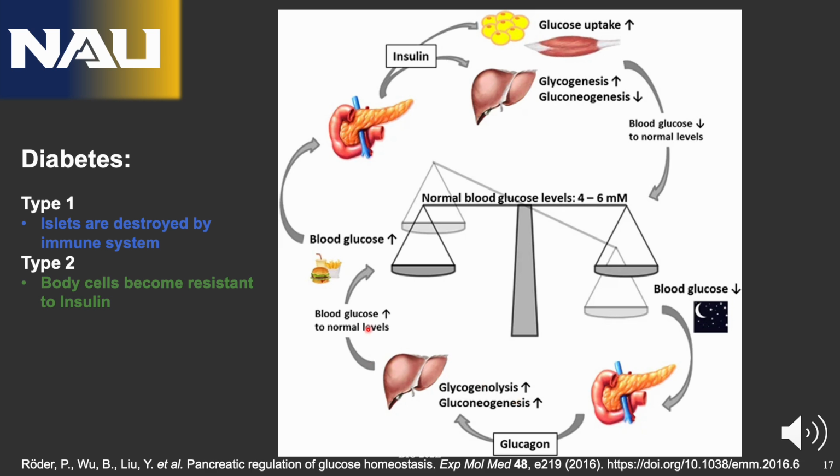Proper functioning of these endocrine cells ensures balanced blood glucose levels, which is vital for overall metabolic health. Dysregulation of these processes can lead to conditions such as diabetes mellitus, where insulin production or action is impaired. Diabetes mellitus is classified primarily into two types, type 1 and type 2.